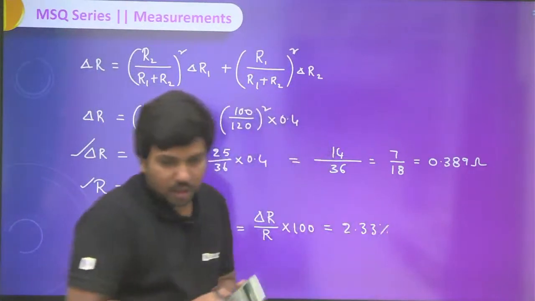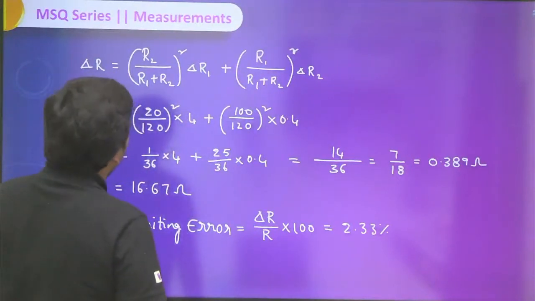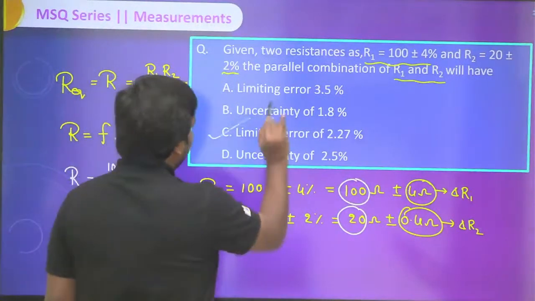So delta R is equal to 2.33%. So the limiting error percentage is 2.33%. And do you have that option as 2.23%? Somewhere around this one. So option C is the correct answer.